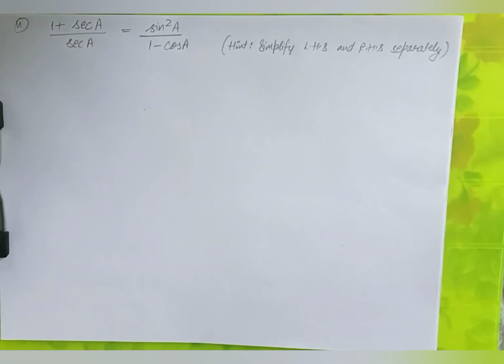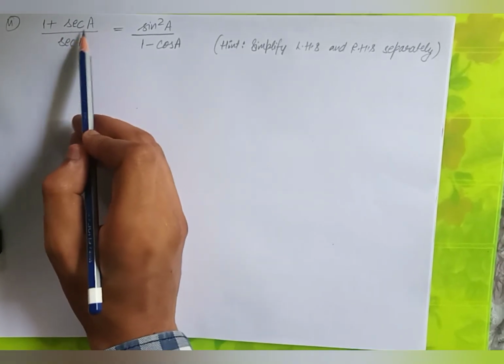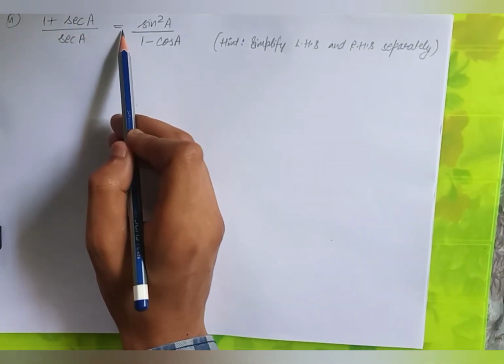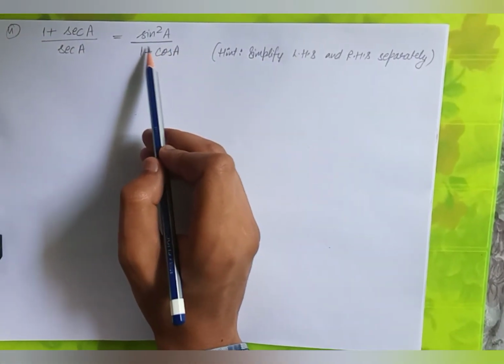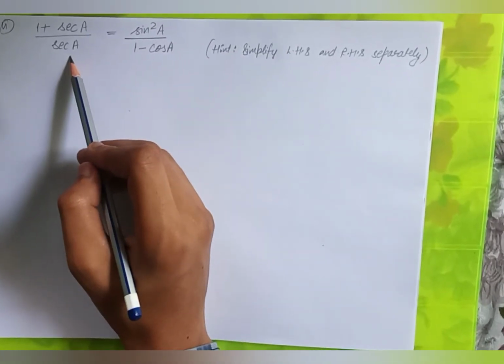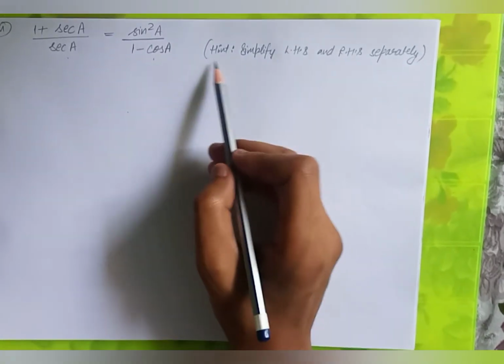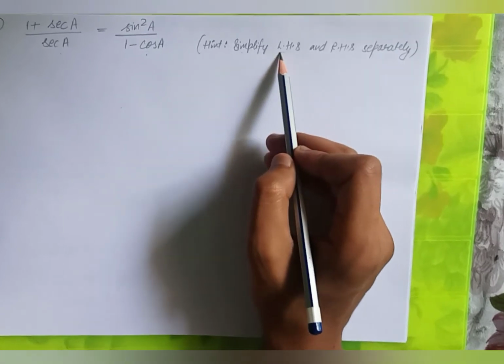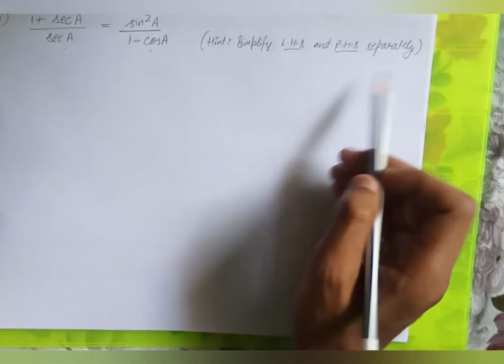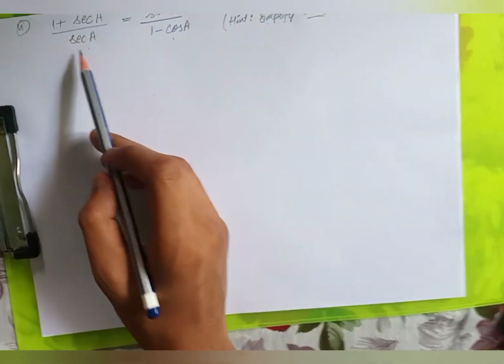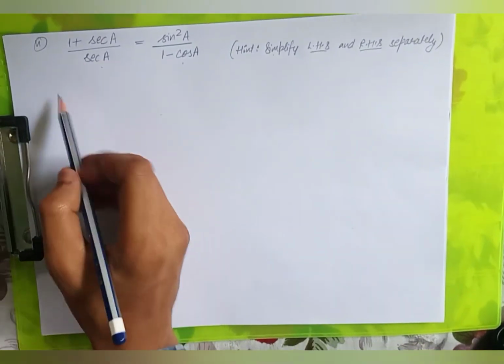So in this fourth question we have given 1 plus sec a upon sec a is equal to sin square a upon 1 minus cos a. We have to prove left hand side is equal to right hand side. We have given a hint here, simplify LHS and RHS separately. We have to simplify each one of them separately. Okay, firstly we will solve left hand side.